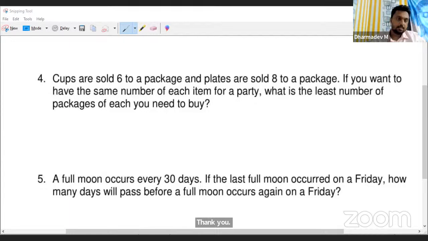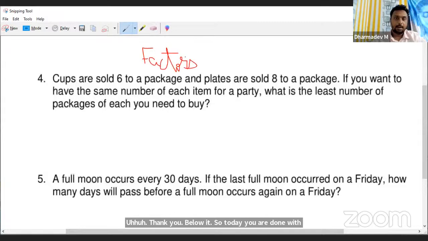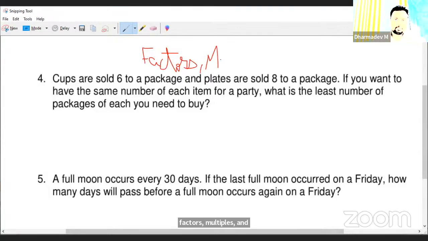Factors and multiples. So today you have done with factors, multiples, and also rounding off. So today you have done with factors, multiples, and round off. So my next lesson would be next Thursday, on factors, multiples, and round off.